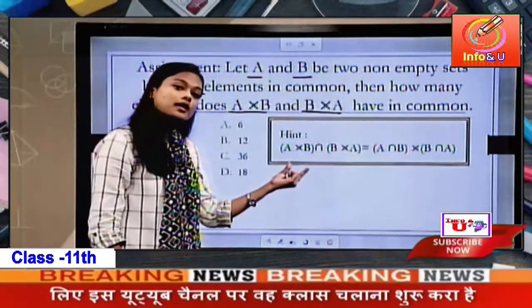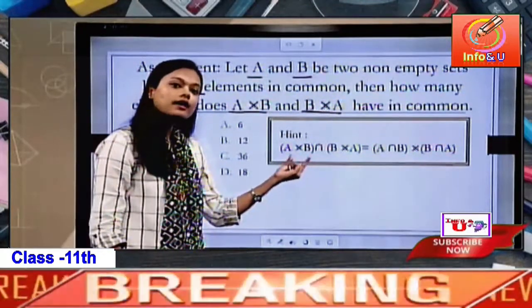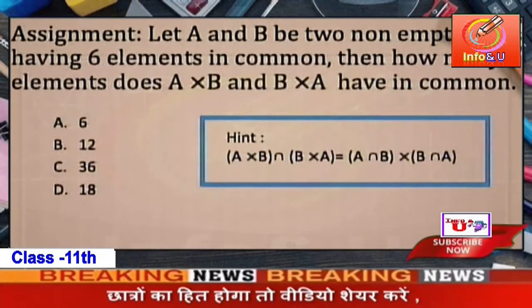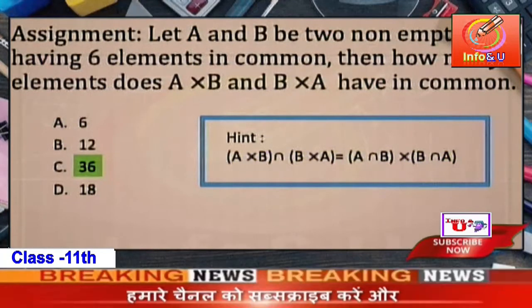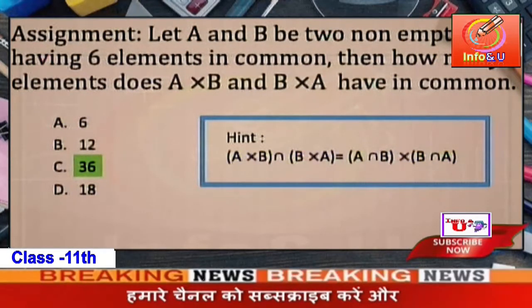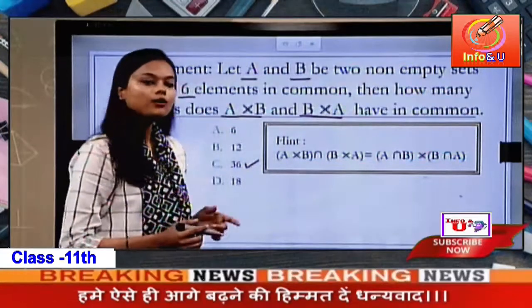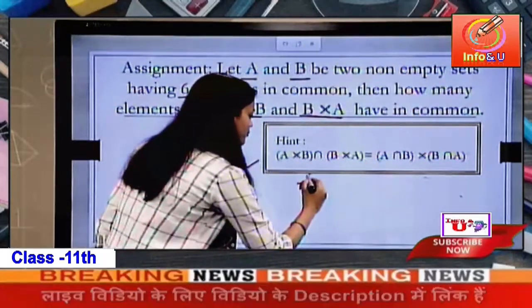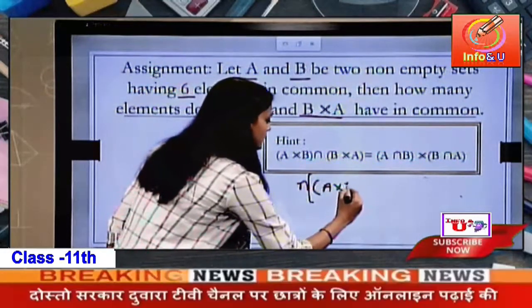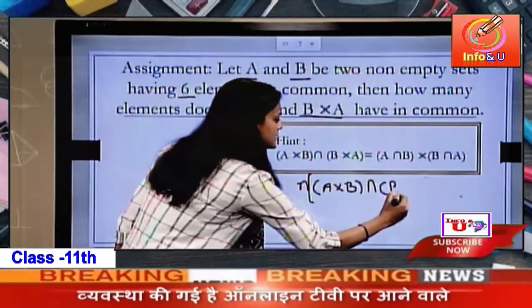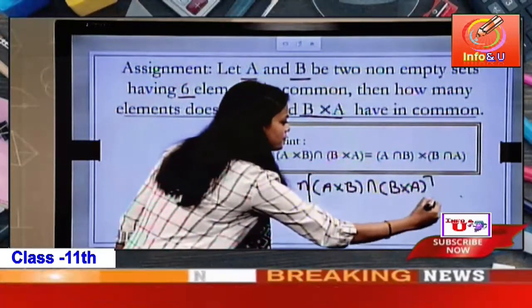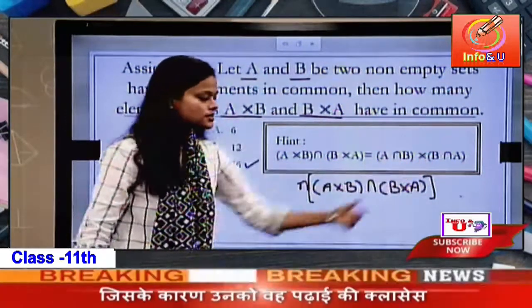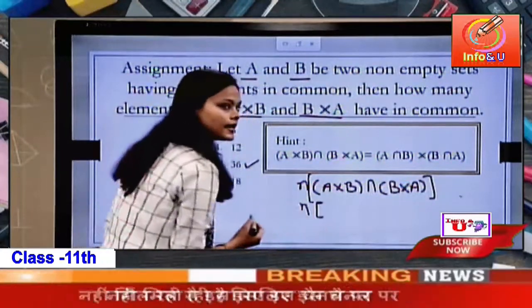We have also given you a hint, and this is very helpful. So first of all, let me give you the answer of it. Answer is 36. Those who have found it as 36, yes, you are correct. So let us see how we can find this answer. We have to find the number of elements in this set, and this set is already given to you. So we can use our hint.